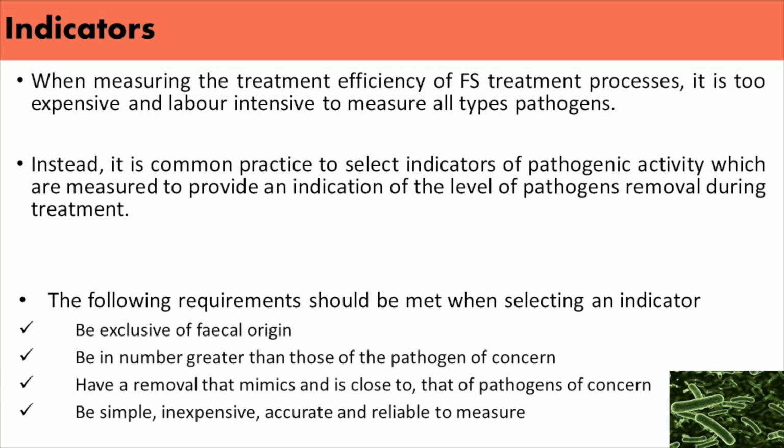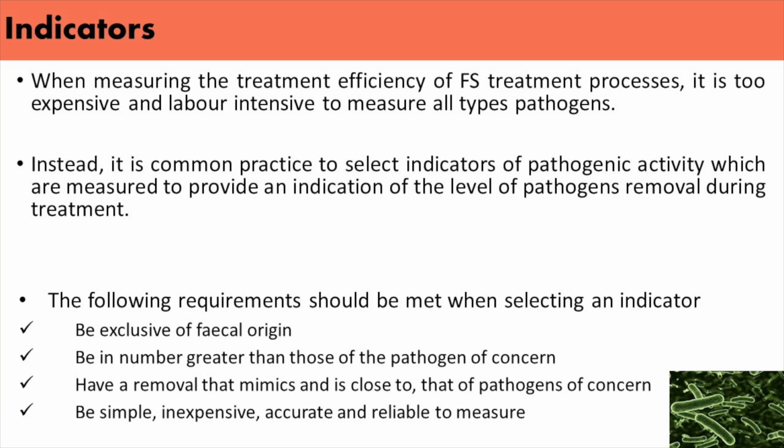Indicators play an important role when measuring the treatment efficiency of a fecal sludge treatment process. It is too expensive and labor intensive to measure all types of pathogens. Instead, it is common practice to select indicators for pathogenic activity, which are measured to provide an indication of the level of pathogen removal during treatment. These indicators can be either pathogenic or non-pathogenic, but the organism needs to be carefully selected in order to provide adequate information on the inactivation of pathogens.